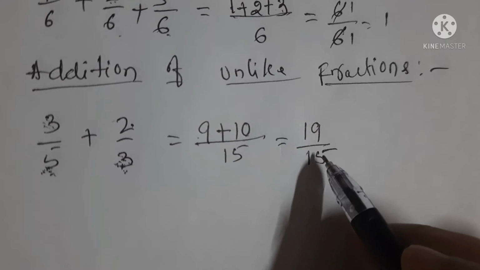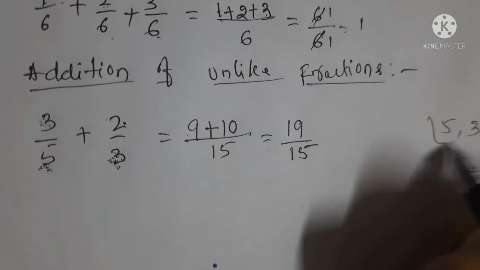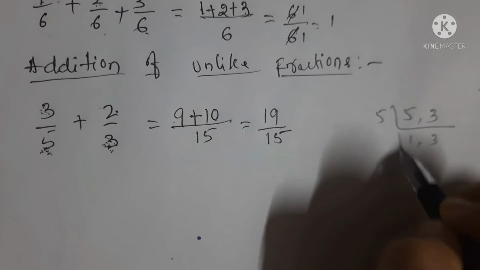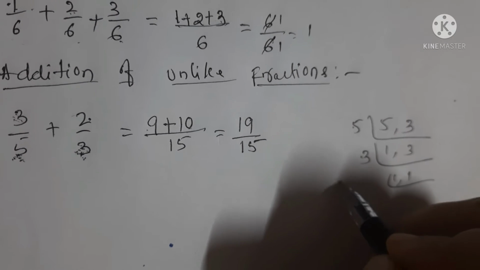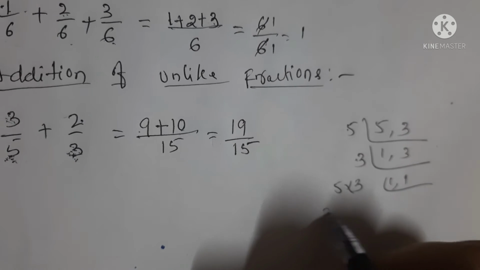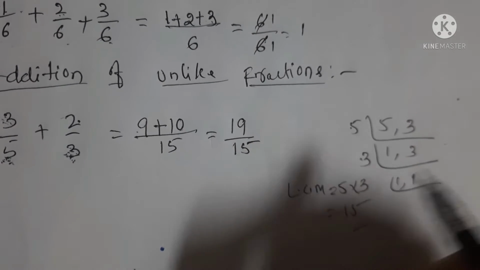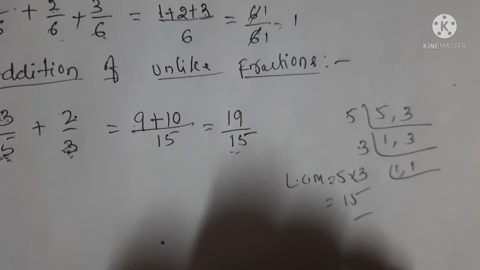So if you do it in the traditional method, then for 5 and 3 you need to take the LCM. 5 ones are 5, 3 ones are 3. Now 5 into 3 is equal to 15, the LCM is 15. So we already got this answer here. Then why should we do this much lengthy process?